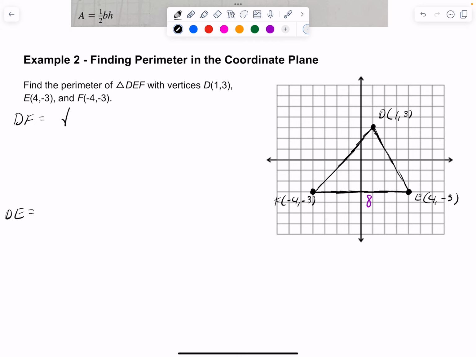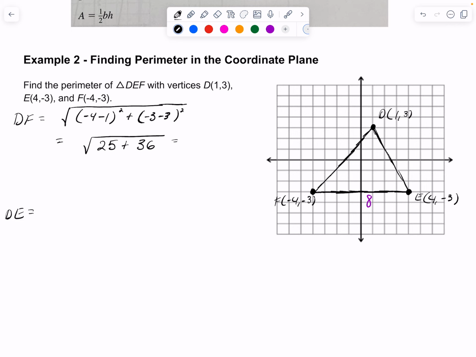So using the distance formula, you've had lots of practice with this. I'm going to start with DF, so the change in my x values is going to be -4 minus 1. We're going to square that, plus the difference in the y values, -3 minus 3, and we're going to square that. So when I get those two numbers, -4 minus 1 is -5. Squaring that is 25. -3 minus 3 is -6. Squaring that is 36.